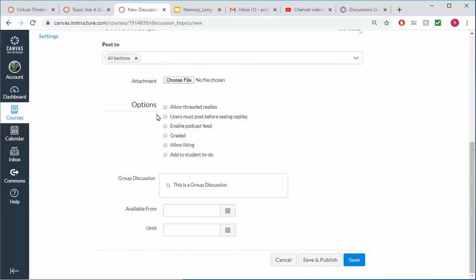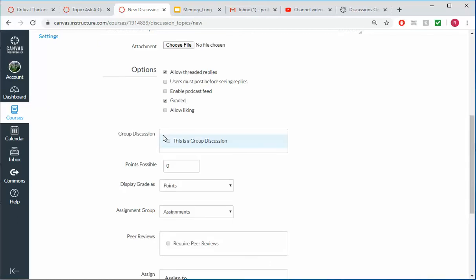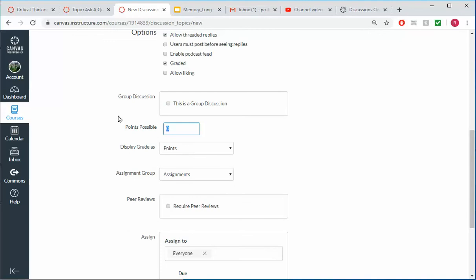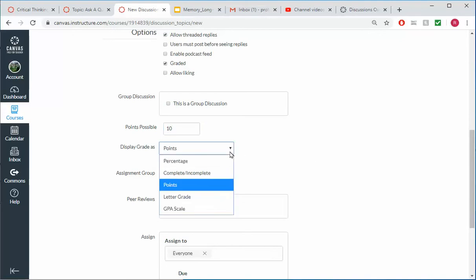Okay, options. Allow for 30 replies. That's important. Helps to keep everything looking good. We're also going to see if this is graded. And points possible, we'll say that it's worth 10 points. We can choose how this will display in the gradebook, either as a percentage or as points.